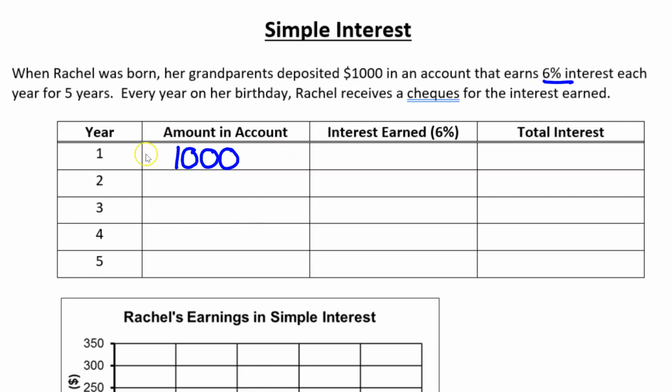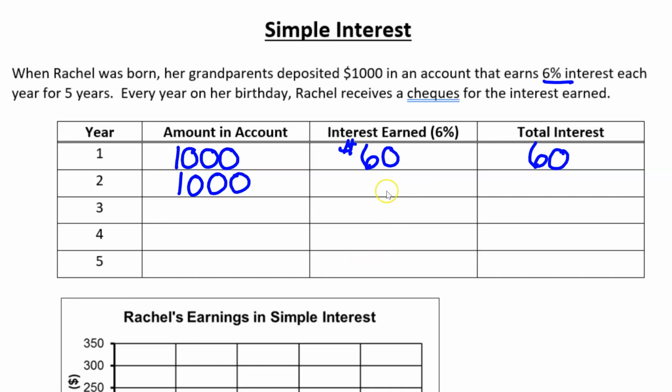Okay, so if she has $1,000 in her account, and we're earning 6% interest on that, that's $60. Okay, so you just do 6% of 1,000. So that means that in total after 1 year, she has earned $60. Okay, so then she gets a check for that amount, and then in her account still is that $1,000.